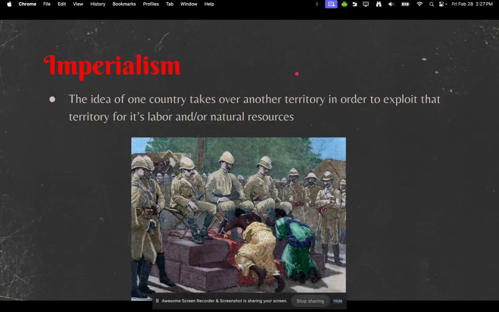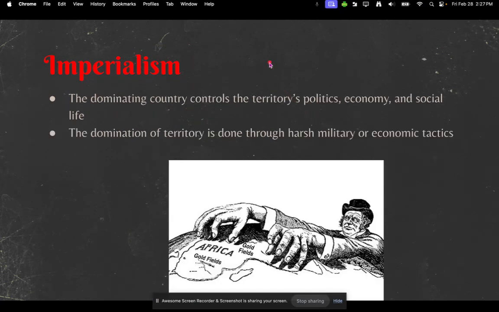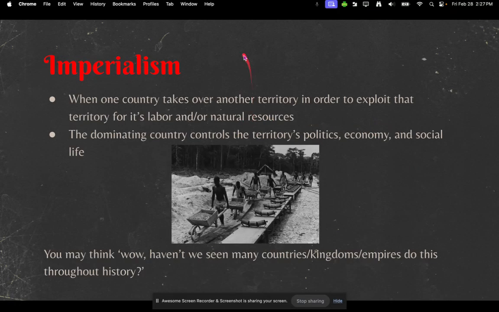So, what is imperialism? This is an important definition since this is the whole topic for Unit 13. Imperialism is the idea of one country taking over another territory in order to exploit that territory for its labor and/or natural resources. The dominating country controls the territory's politics, economy, and social life. And the domination of territory is done either through harsh military tactics or economic tactics. We'll see examples of both of those.